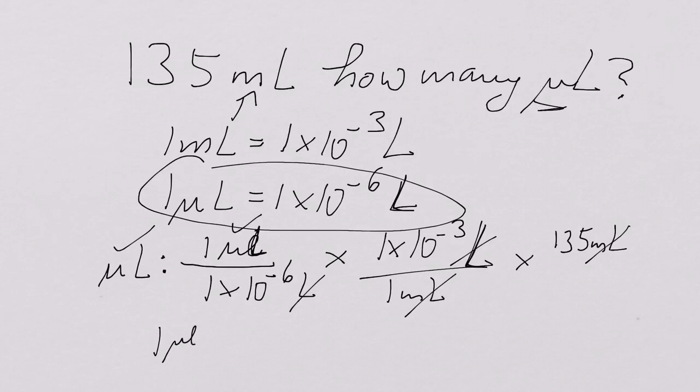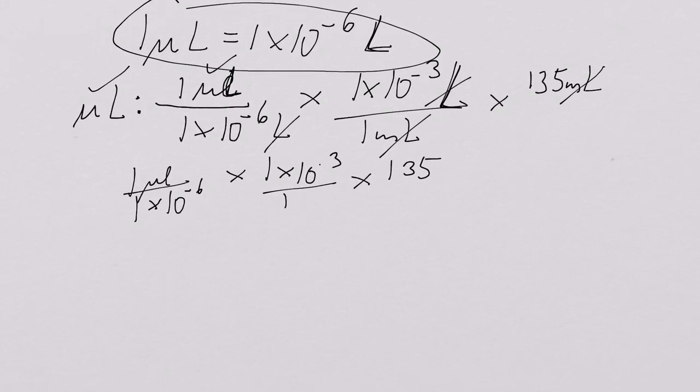Right? So I have 1 microliter, 1 times 10 to the minus 6, times 1 times 10 to the minus 3, times 135. Yeah? What's the unit? It's still microliter. We are good. We haven't lost it.